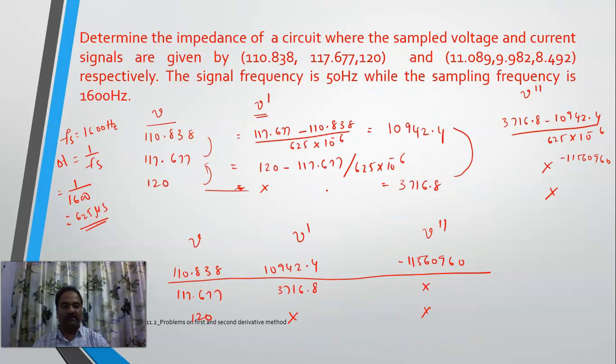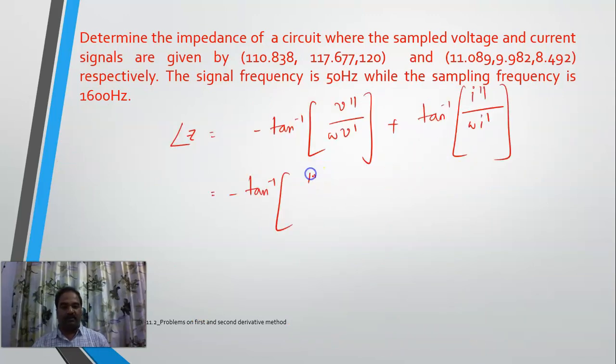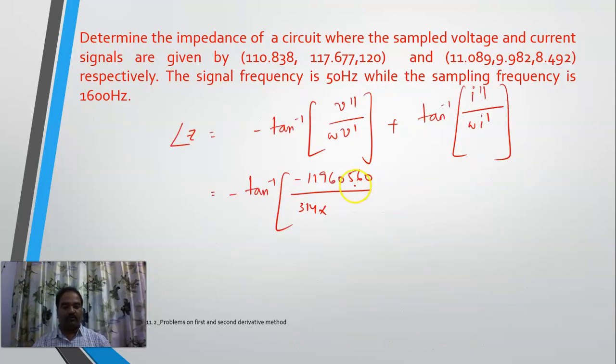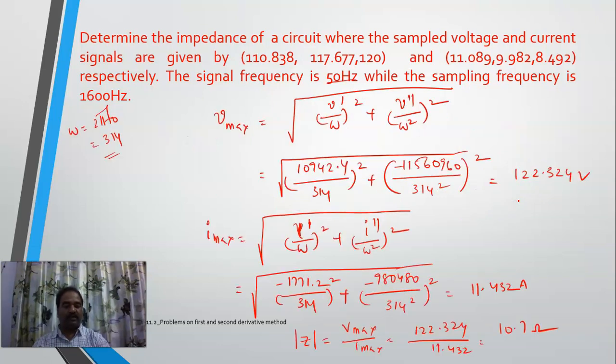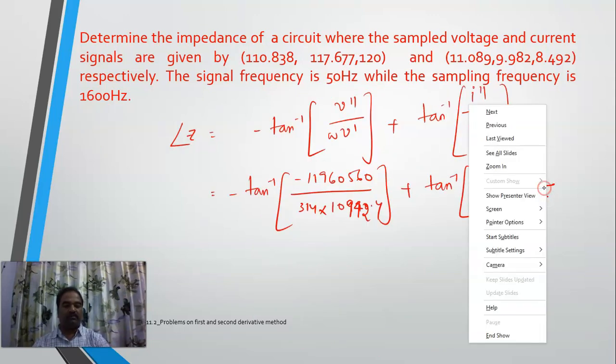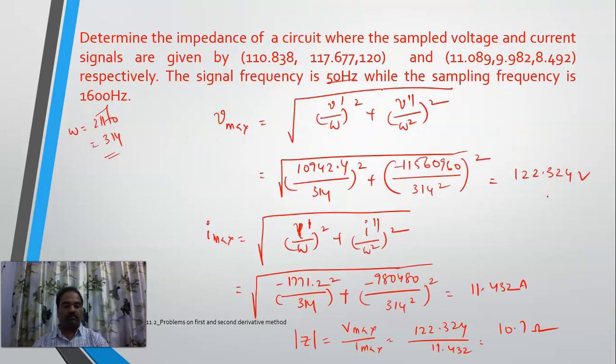V double dash is 11560960, minus by 314 into V dash, where V dash is 10942.4, plus tan inverse of I dash, I dash is minus 980480 by 314 into I dash, which is minus 177.2.